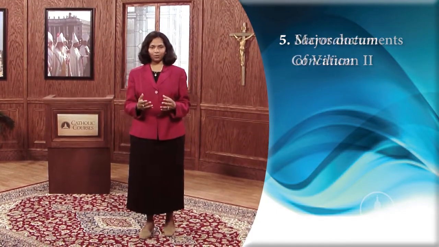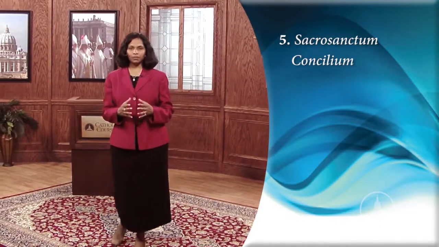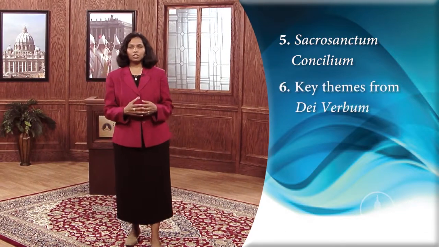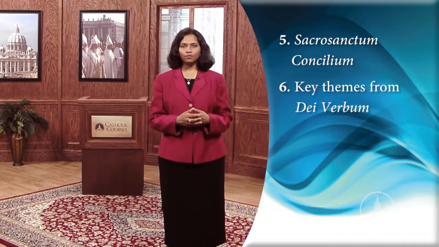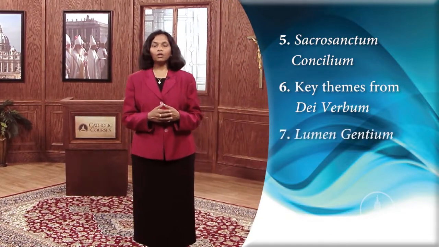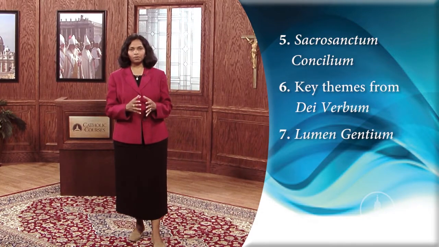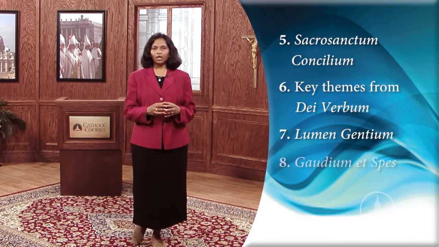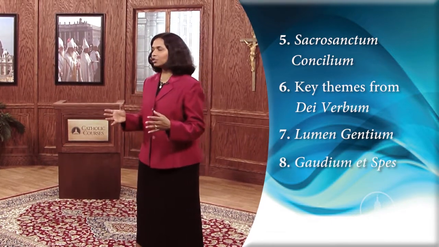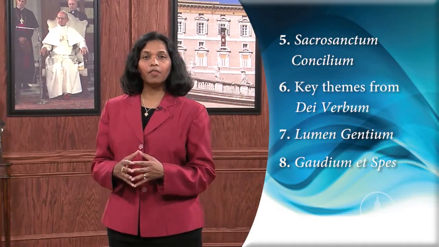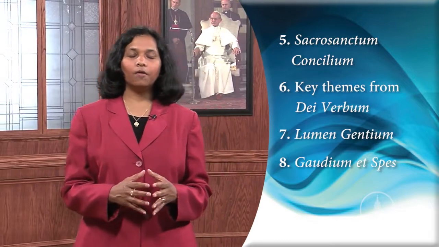In Lecture 5, we will discuss the Constitution on the Sacred Liturgy, or Sacrosanctum Concilium. In Lecture 6, we will continue with key themes from the Dogmatic Constitution on Divine Revelation. Then, in Lecture 7, we'll consider the Dogmatic Constitution on the Church, or Lumen Gentium. And finally, in Lecture 8, this survey course will conclude with a discussion on the Pastoral Constitution on the Church in the modern world, along with highlights from the remaining documents of the Second Vatican Council.